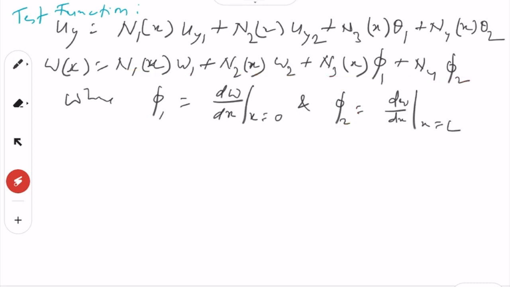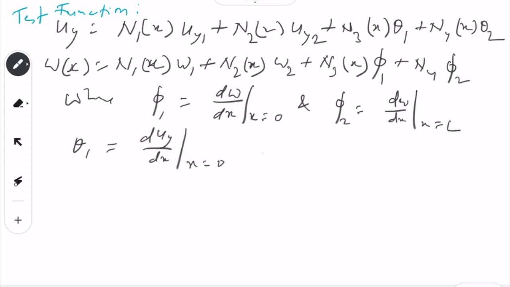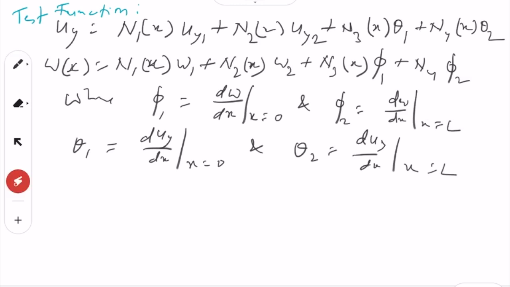Yeah. So this is also because theta 1 is duy over dx, right. So yeah, at x equal to 0. Same way, theta 1 equal to duy over dx at x equal to 0 given, and theta 2 equal to duy over dx at x equal to L. Okay. And we also derived the expressions for N1 to N4.